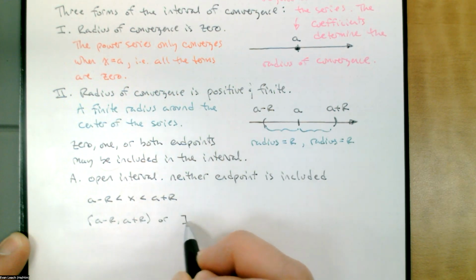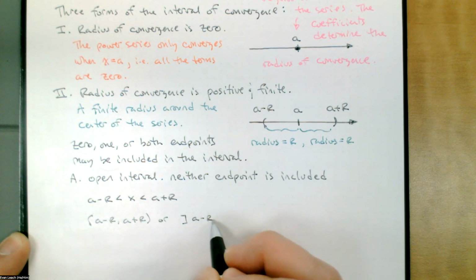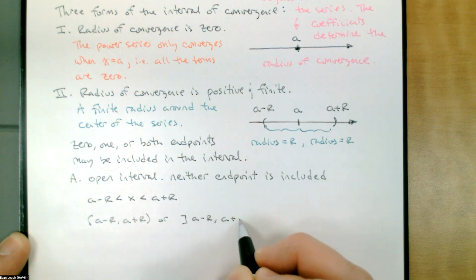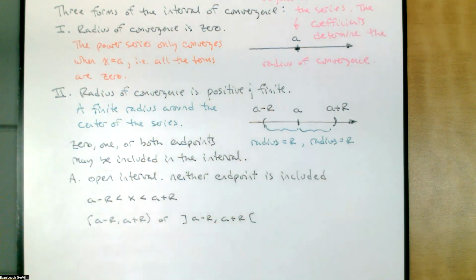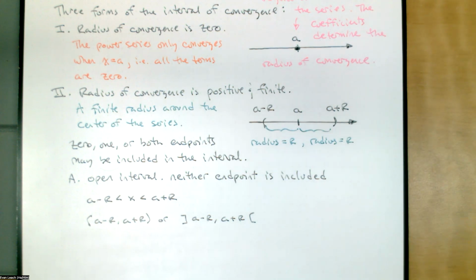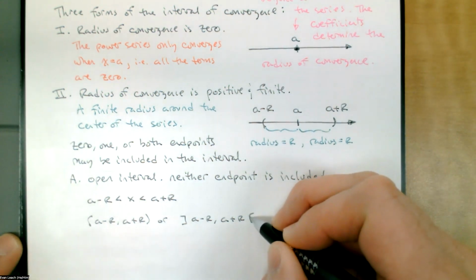Or, if you like the reverse bracket notation, this one doesn't look safe to me. It looks like the two endpoints are just going to fall out of the brackets because nothing is holding the stuff inside the brackets. It looks unsafe, but I mean, it's valid. It just looks unsafe.